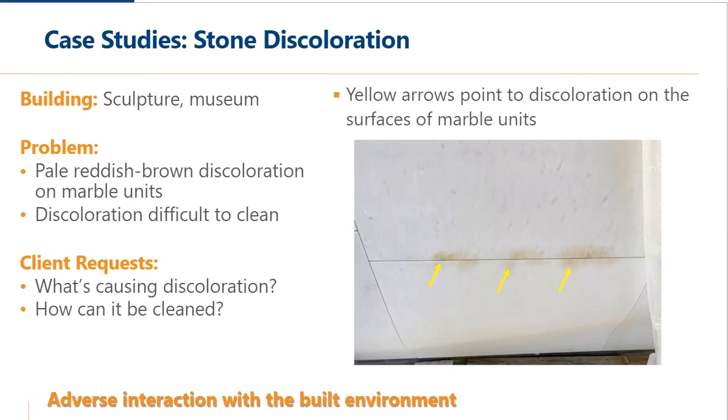The marble units were reportedly exposed to significant amounts of moisture during the fabrication process and were shipped on a boat from the stone fabricator in Europe to the United States in shipping containers that were not environmentally controlled. This is an example of discoloration occurring as a result of an adverse interaction with the built environment. Like our last case study, our client was interested in determining the cause of discoloration to help aid in potential cleaning options.